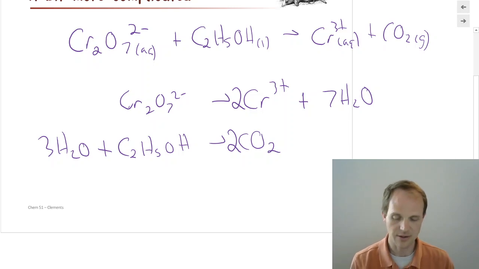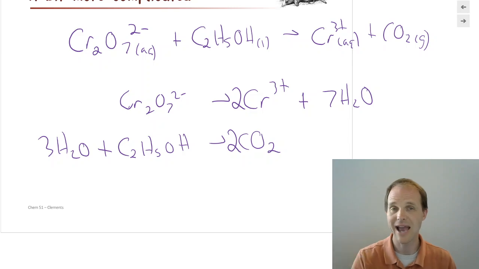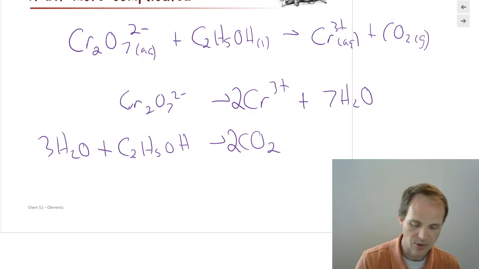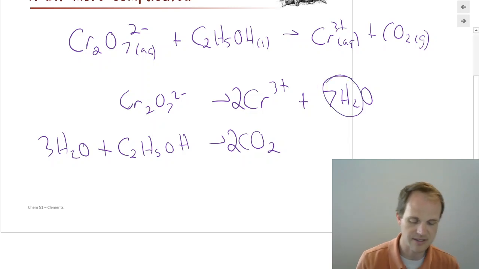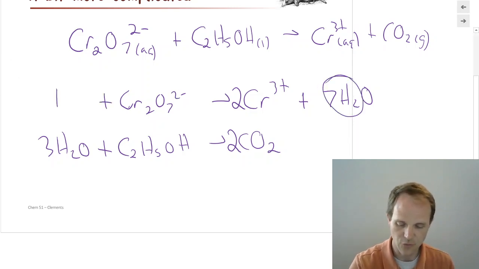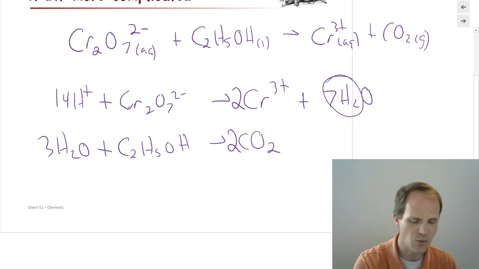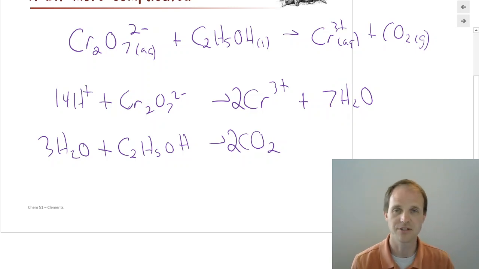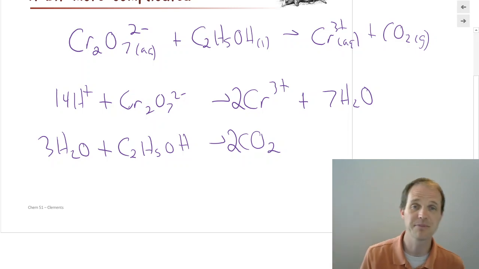All right, so what's next? I'm going to balance hydrogen using H+. It has to be in this order. Oxygen first, then hydrogen. Hydrogen using H+. Well, the only place I have hydrogen here is in my 7 waters, and so I'm going to get 14 H+. And it's quite common that in balancing complex redox reactions, we get coefficients of 14, 28, 36. Happens all the time.